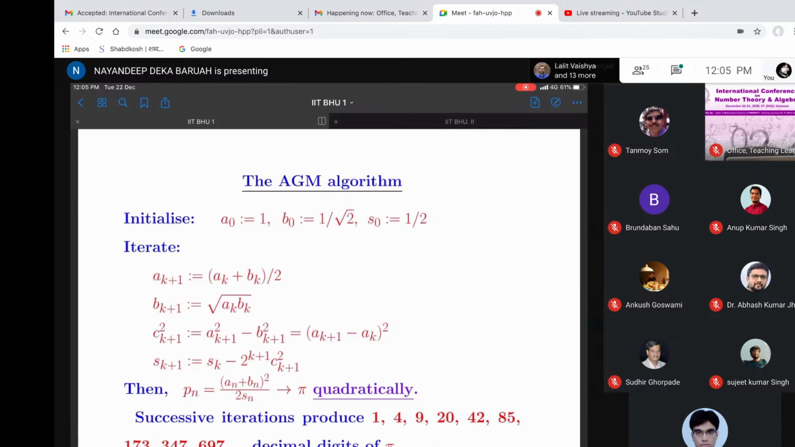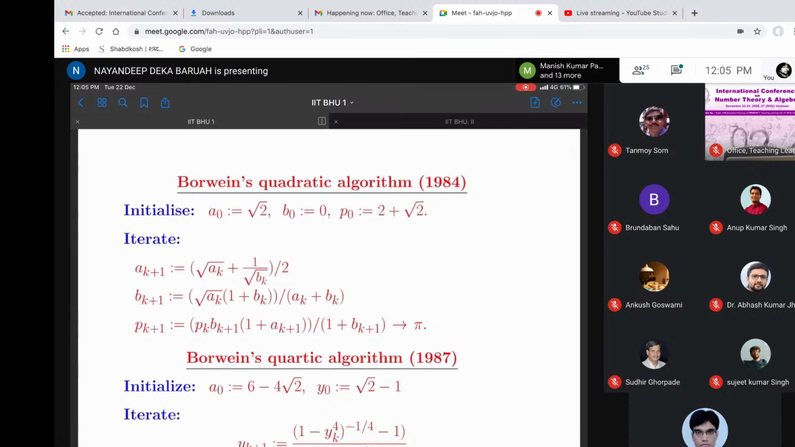And at the same time, two mathematician brothers, Jonathan and Peter Borwein, also developed some quadratic, quartic, nonic algorithms, etc. And all these actually follow from Ramanujan's modular equations, different orders of modular equations. So they were developing those Ramanujan series. I'll come to that point. And there also they found some very nice algorithms.